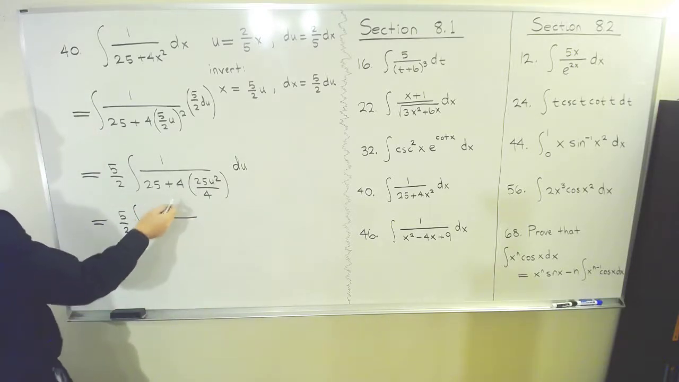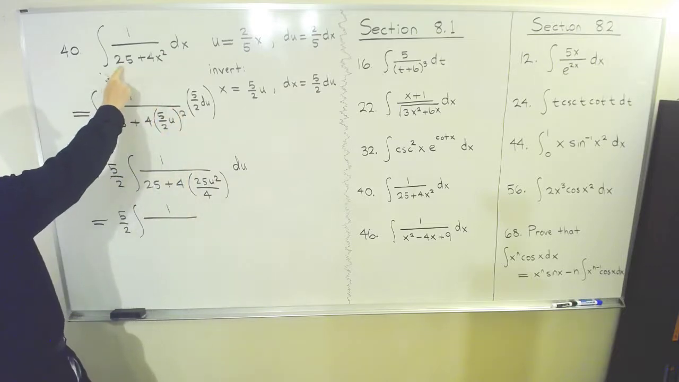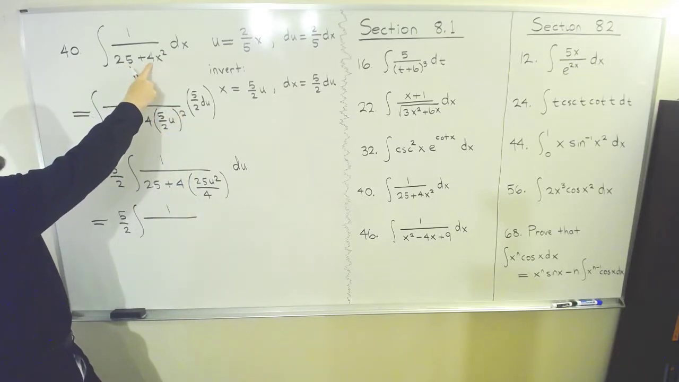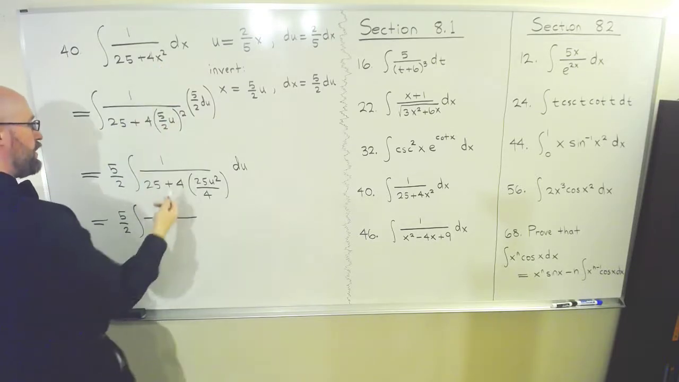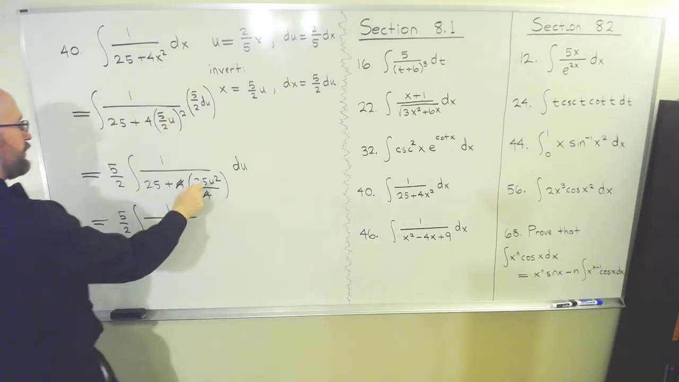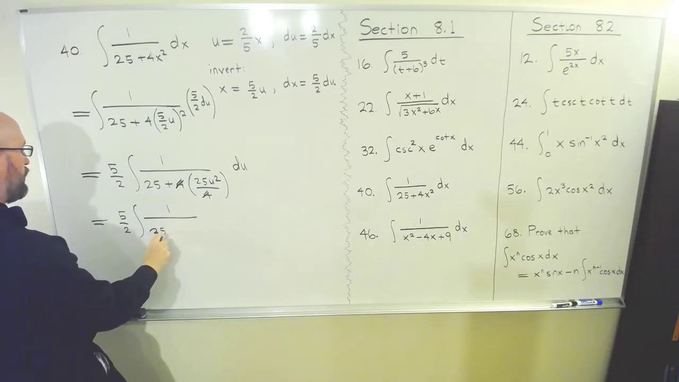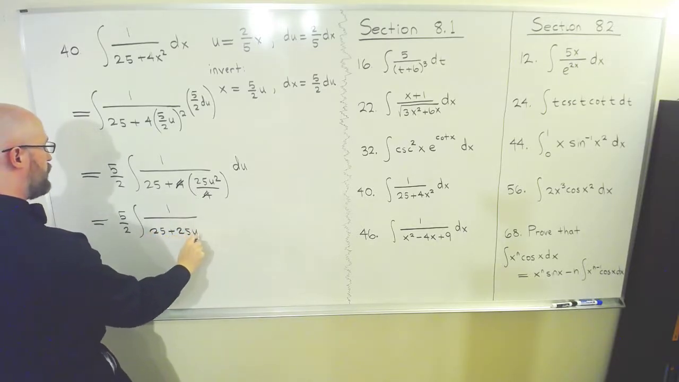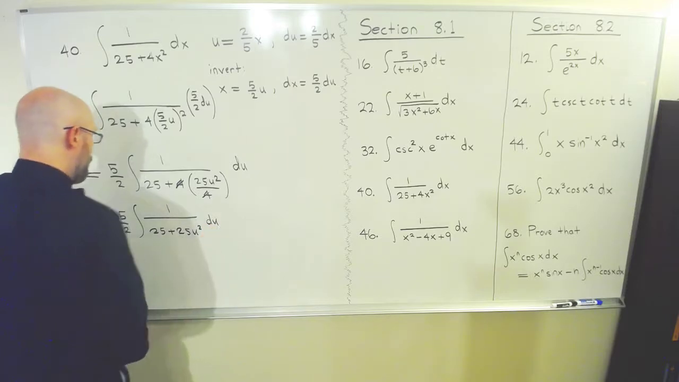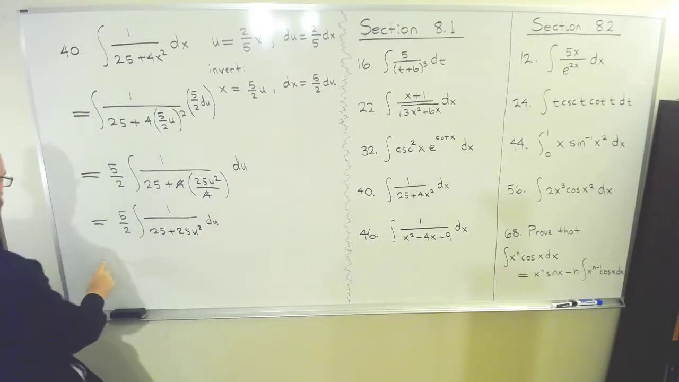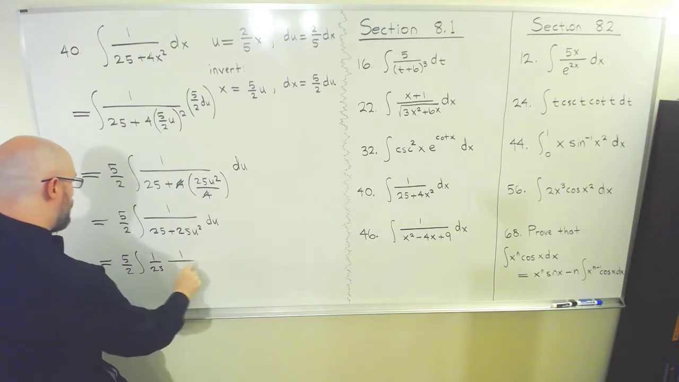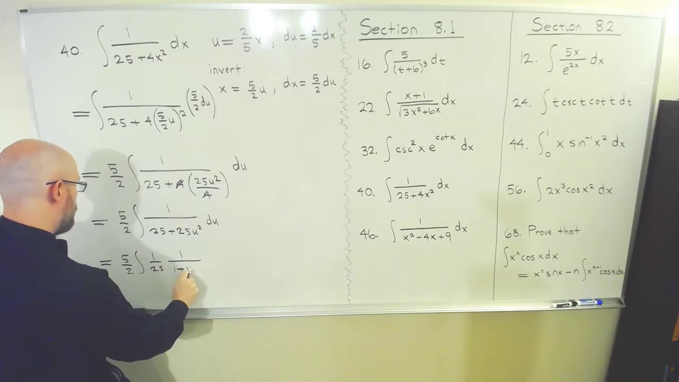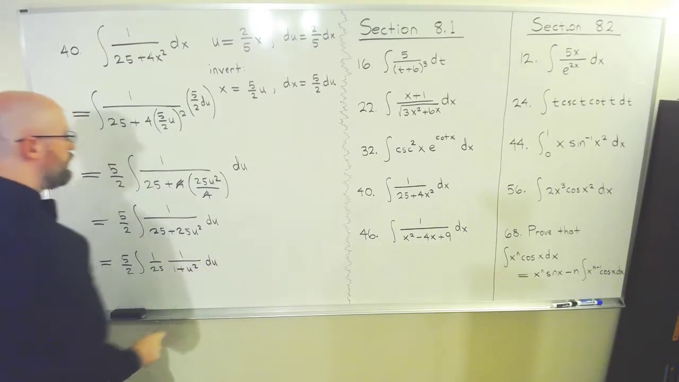Now, the whole reason I chose this was, like I said, to make the size of this number here the same as the size of the coefficient of whatever the new variable is going to be in here. And you see, the 4's will cancel there, and I'll be left with what I want. This is 25 plus 25u squared du. I can write an extra step, I guess, which would be to write this as 1 over 25, and then this is 1 over 1 plus u squared du.